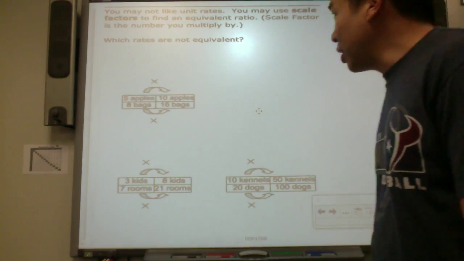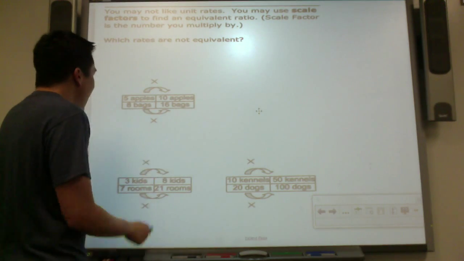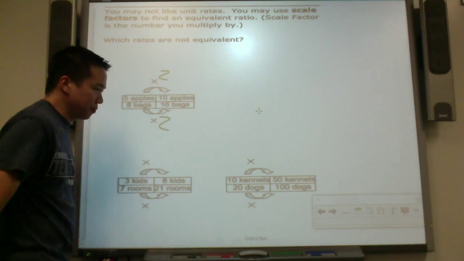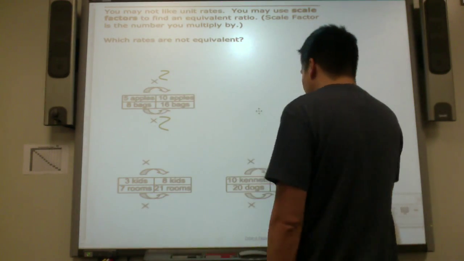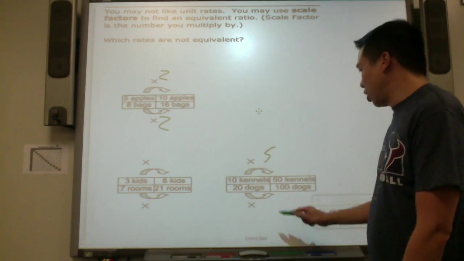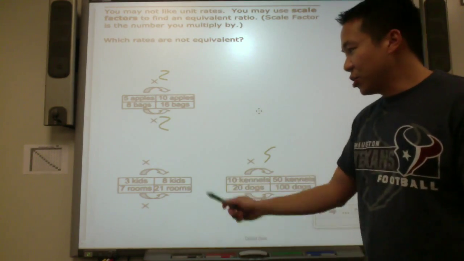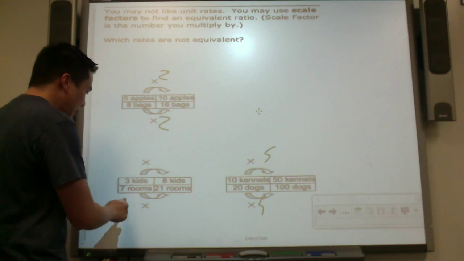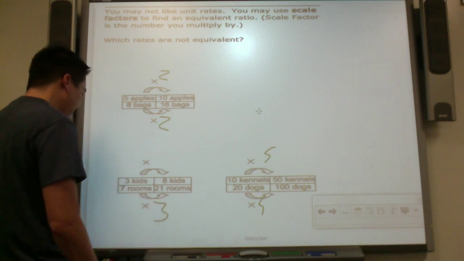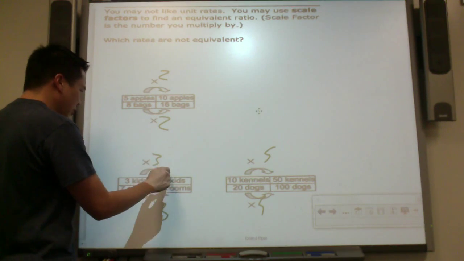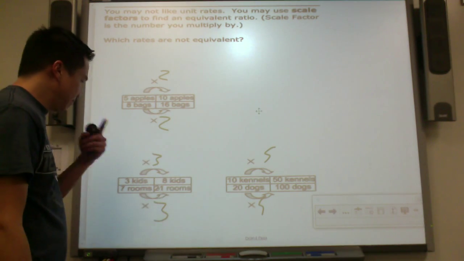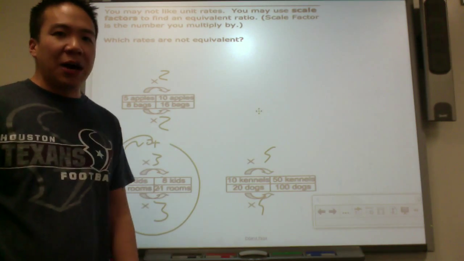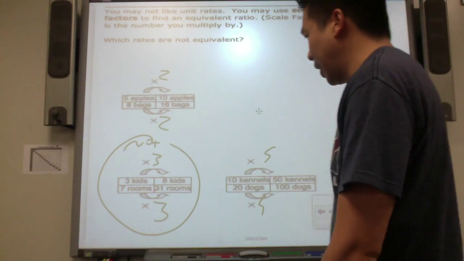So let's look at these. Which rates are not equivalent? 5 apples to 10 apples times 2. 8 apples to 16 bags times 2. 10 kennels to 50 kennels times 5. 20 dogs to 100 dogs times 5. But let's look at this one. 3 kids to 8 kids. I'm not sure. 7 rooms to 21 rooms times 3. If I put times 3, this should be 9. This is not equivalent. They do not multiply by the same factor.